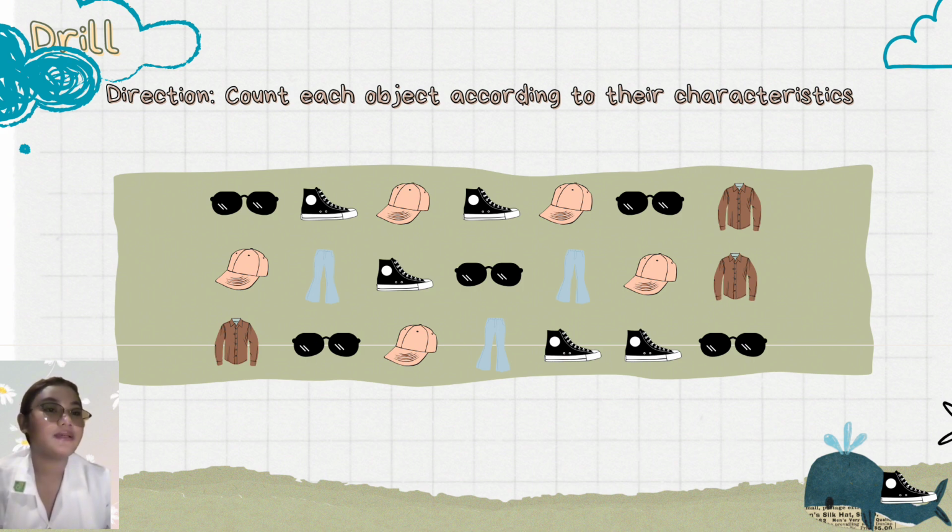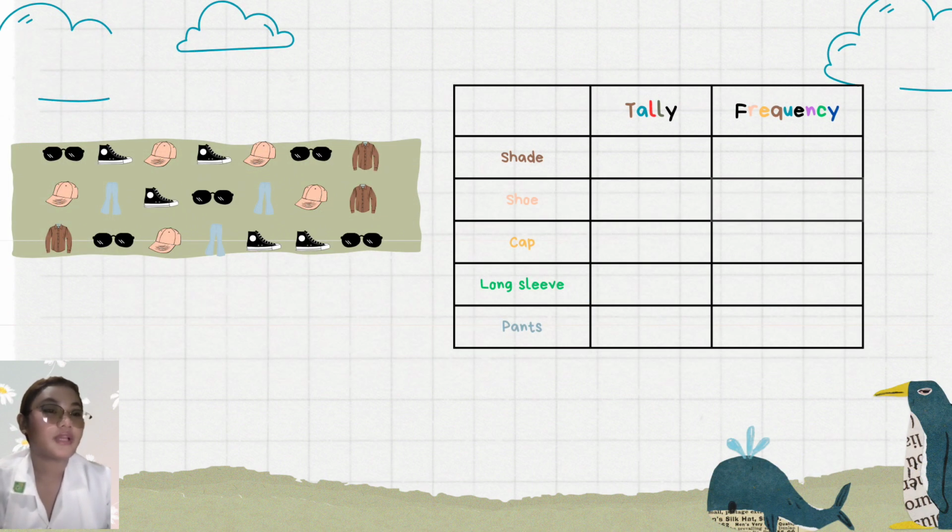Okay. To the next is we have a table. Kung mapapansin nyo, sinabi ni Miss Anna is meron shade, shoe, cup, and long sleeve, and pants in the first column. In the second column is tally, and the third column is frequency. So, sino nakakaalala sa inyo kung ano ibig sabihin ng tally? Yes, Mr. Kenny. Very good. Oh, yes, Miss Kim.